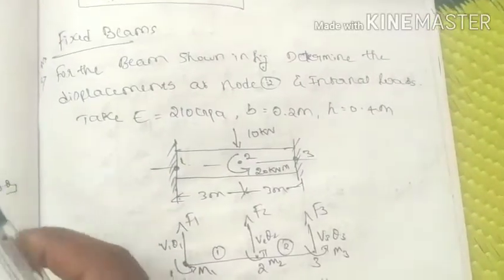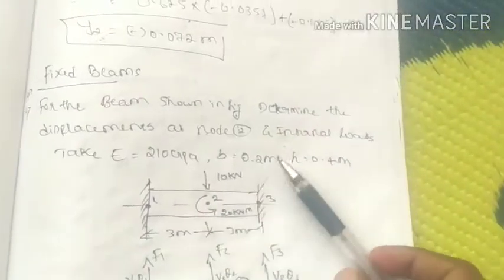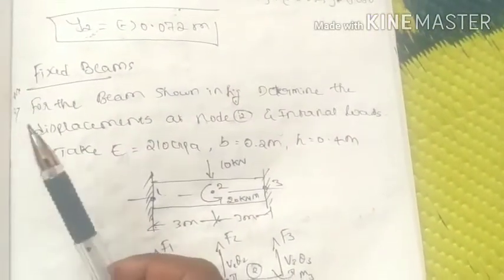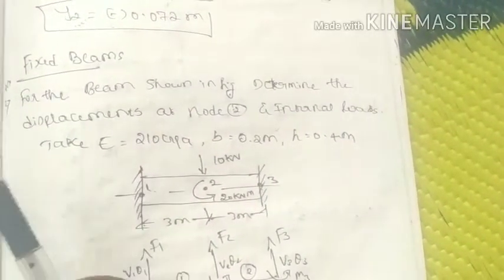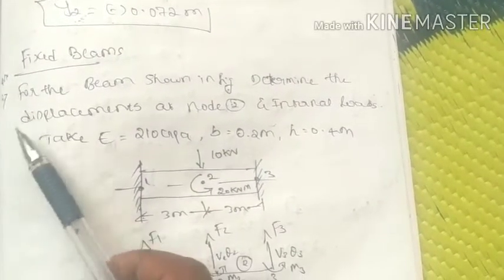Welcome to all. In the previous video, we have solved the numerical problems on the cantilever beams. Now we'll move to the next type of beams, that is fixed beams. Fixed beam means both sides are firmly fixed. So we'll take an examination problem.